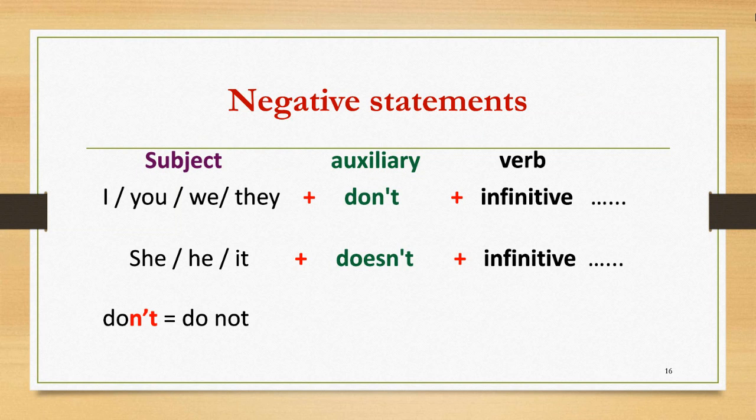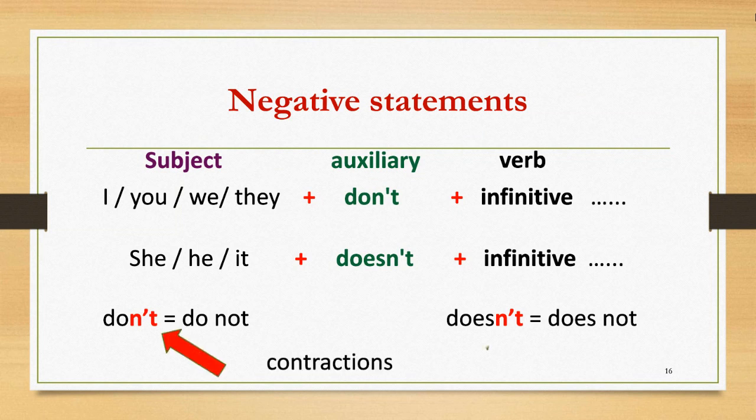We notice that don't is the same as do not, and doesn't is the same as does not. We call these contractions. We contract the two words to make it only one and make it shorter. Don't, doesn't.